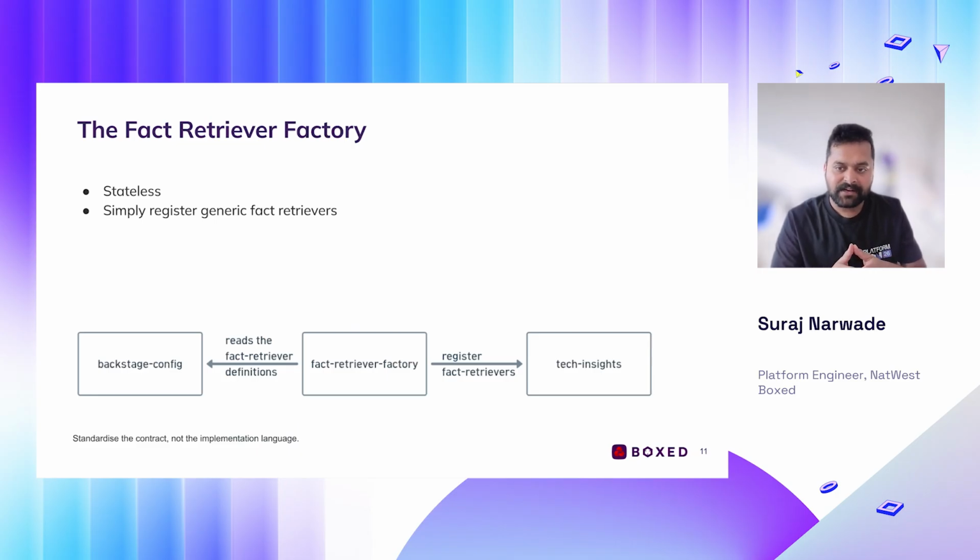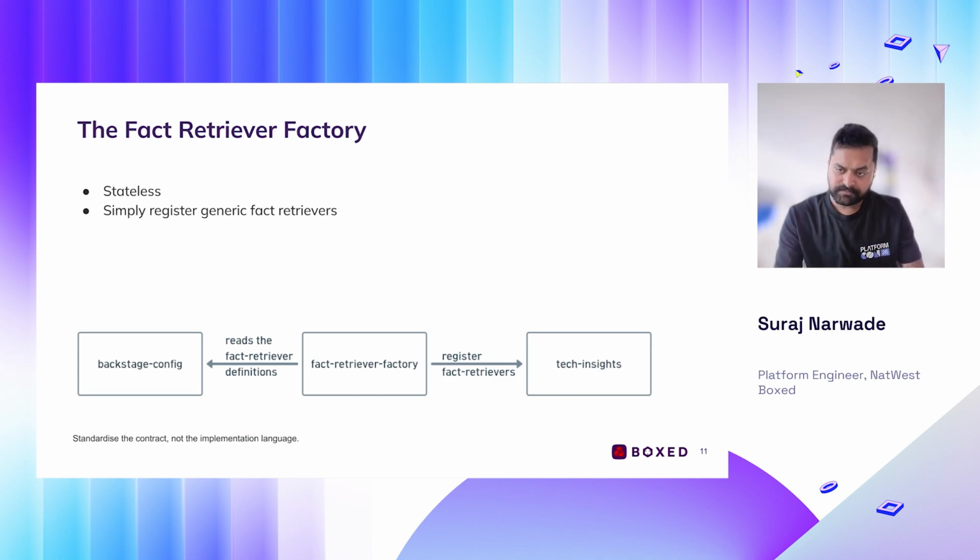Now, let's look at the Fact Retriever Factory. This is the key enabling piece here. The job of the factory is not to force everyone into one implementation. Its job is to standardize the contract. And as you can see, all it does is read the Backstage config where there will be a fact retriever definition, which we'll see pretty soon. And it registers those fact retrievers in the Tech Insight. That's it, right?